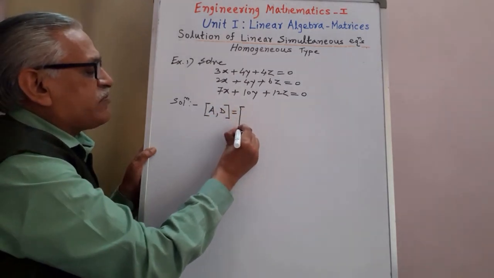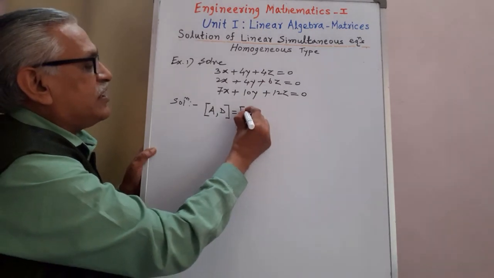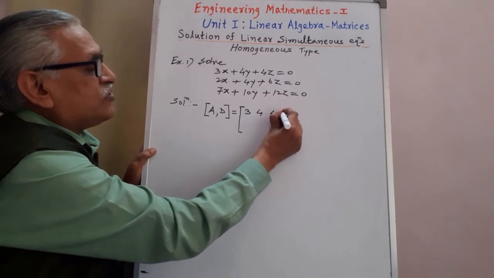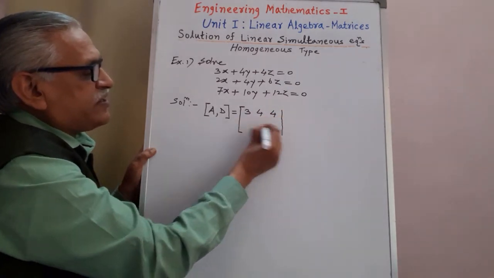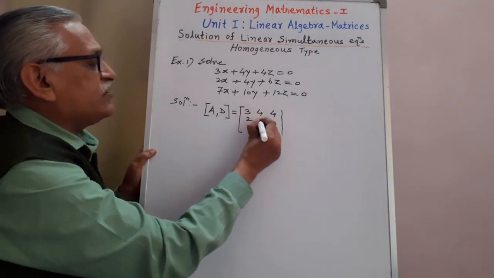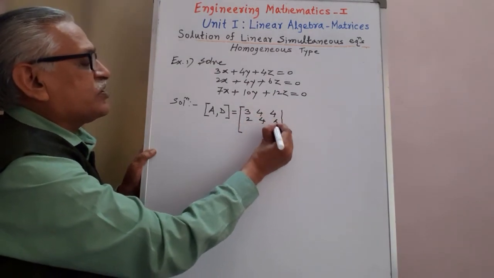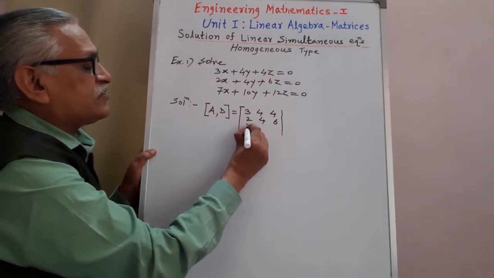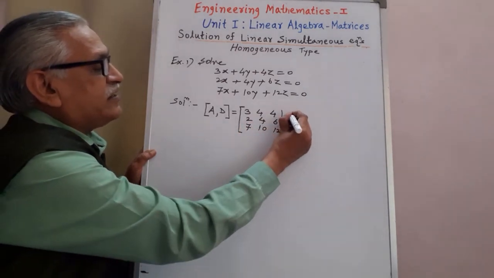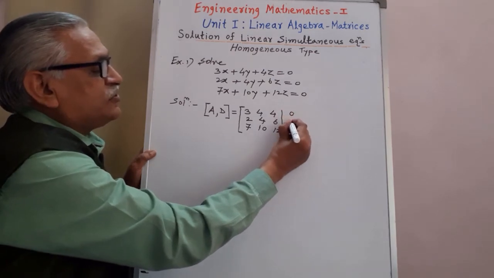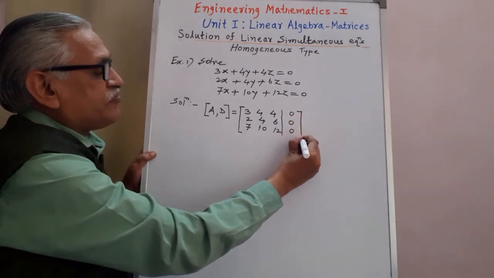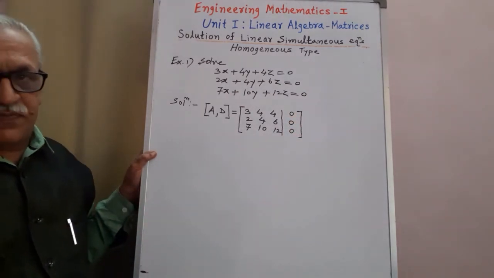Here the elements of that augmented matrix are 3, 4, 4. We separate matrix A and matrix D by a line or dotted line. The second row contains 2, 4, 6. The third row contains 7, 10, 12. And the values on the right hand side are 0. Therefore, that matrix D is a 0 matrix. This is the first step.